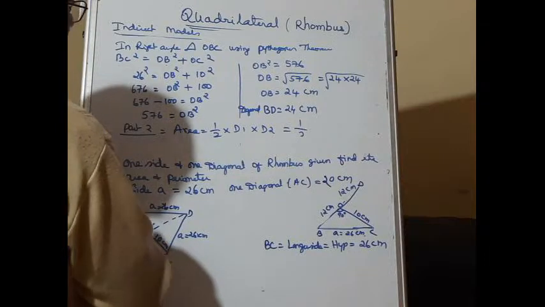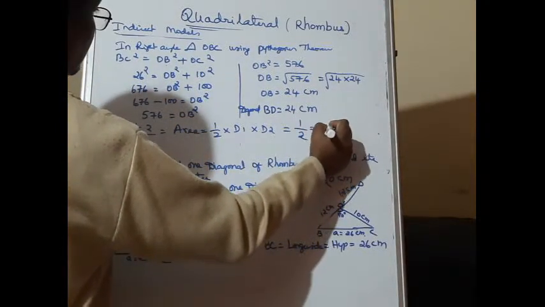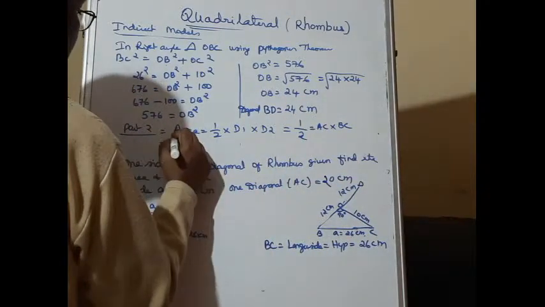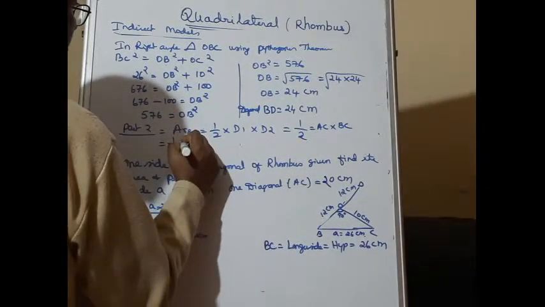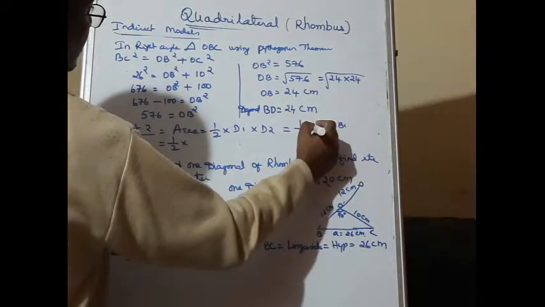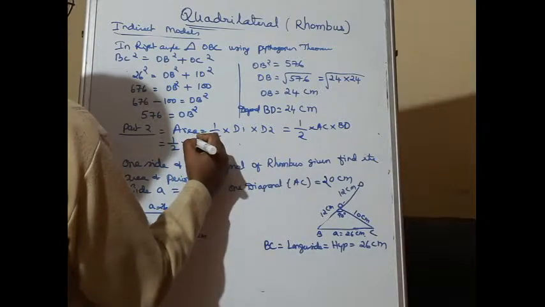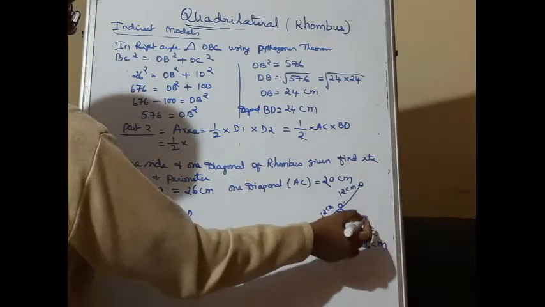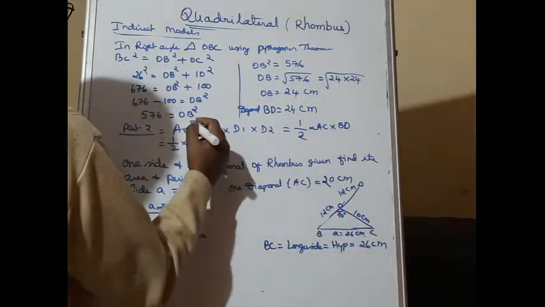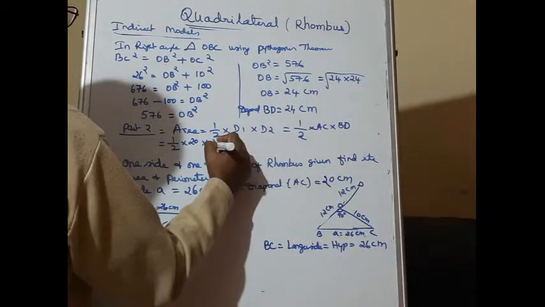You must try to finish in one line. Don't write like a snake, in 2 lines. AC into BD. Area equal to half into AC into BD. Half into AC is how much? They are given. AC how much? Into BD is how much? We found out.